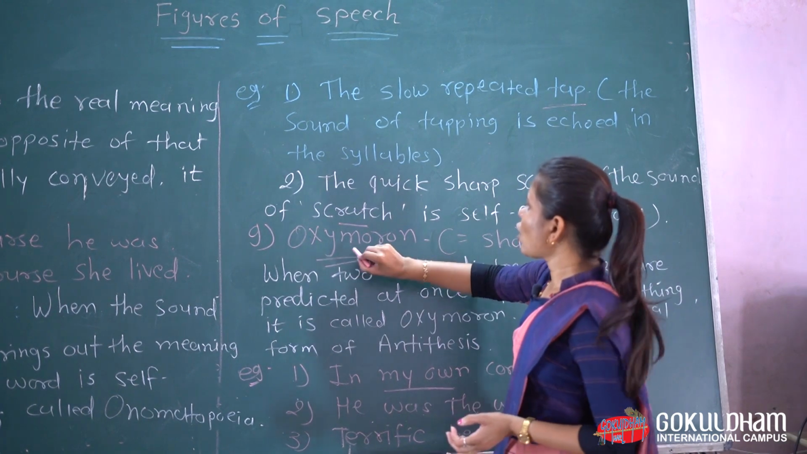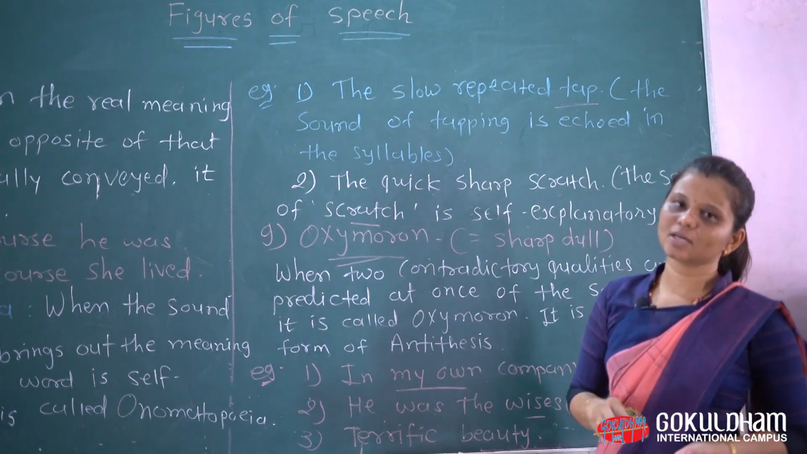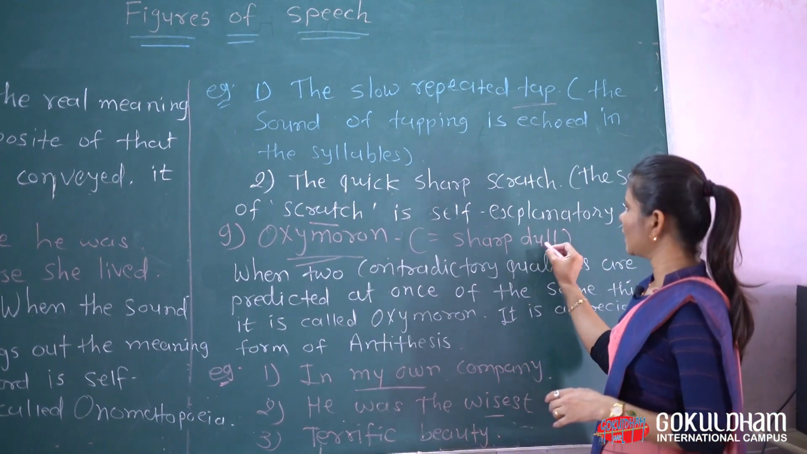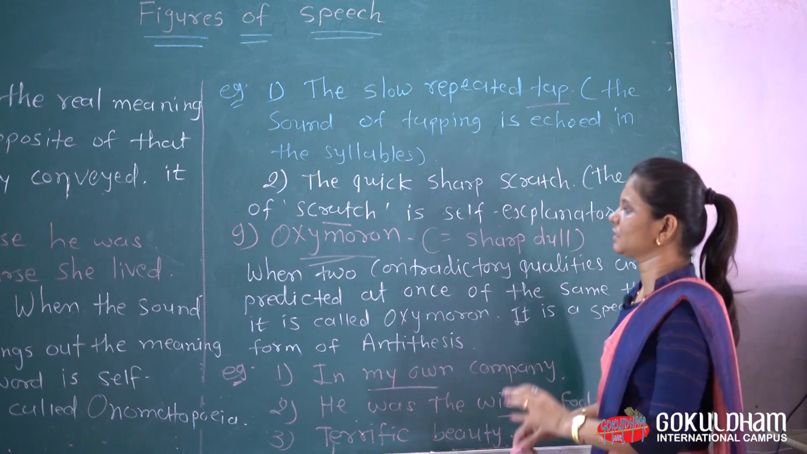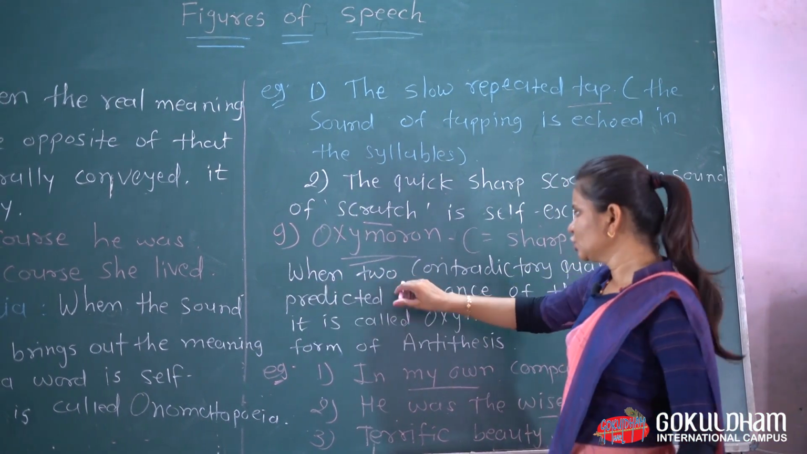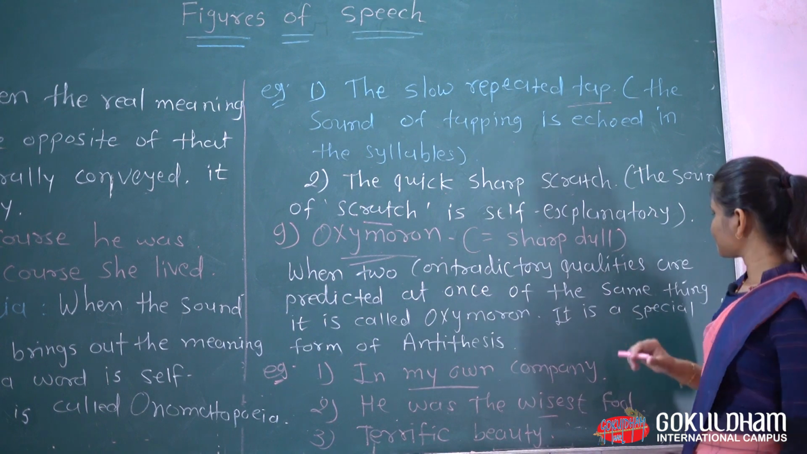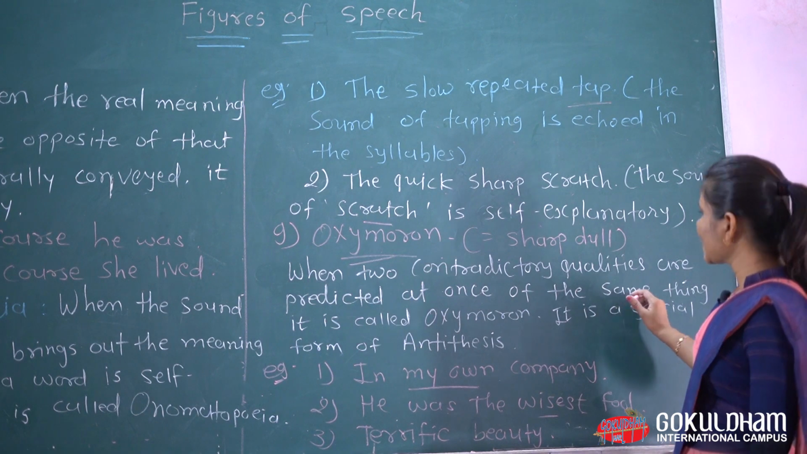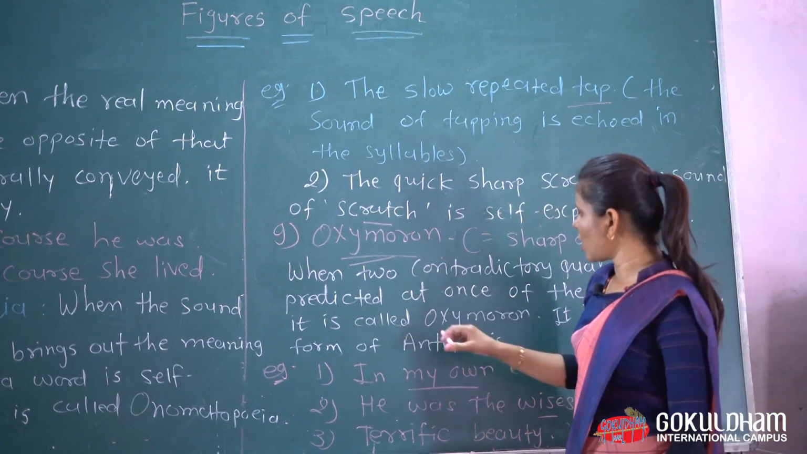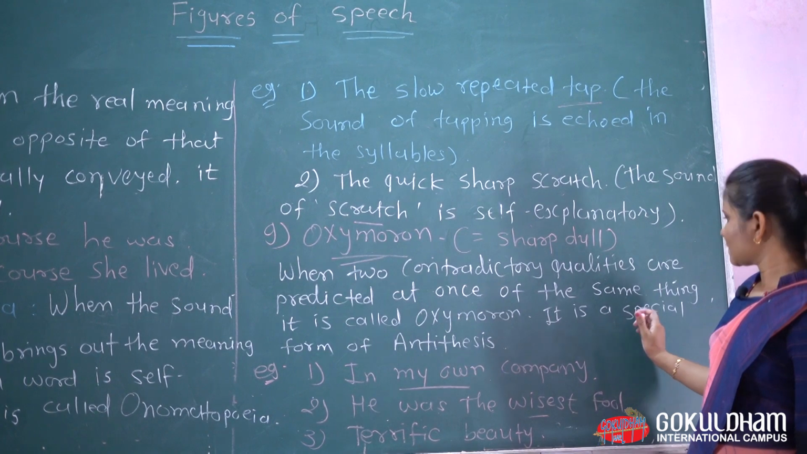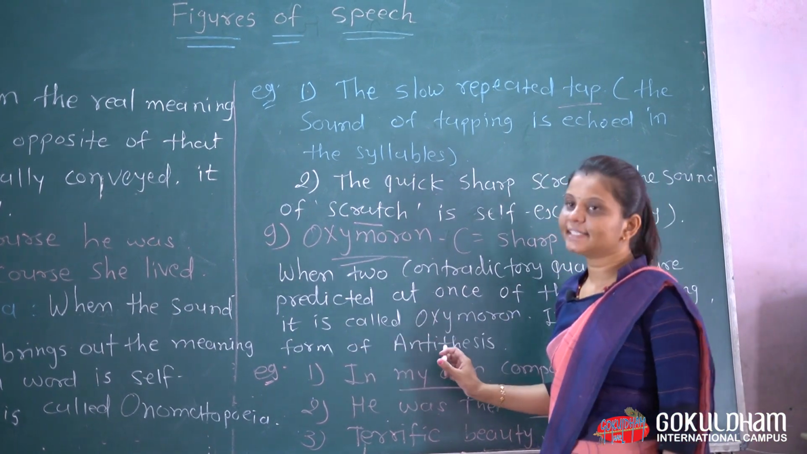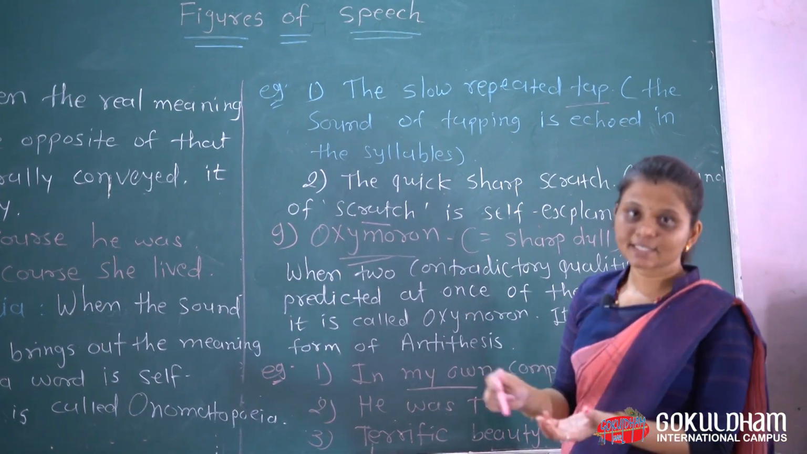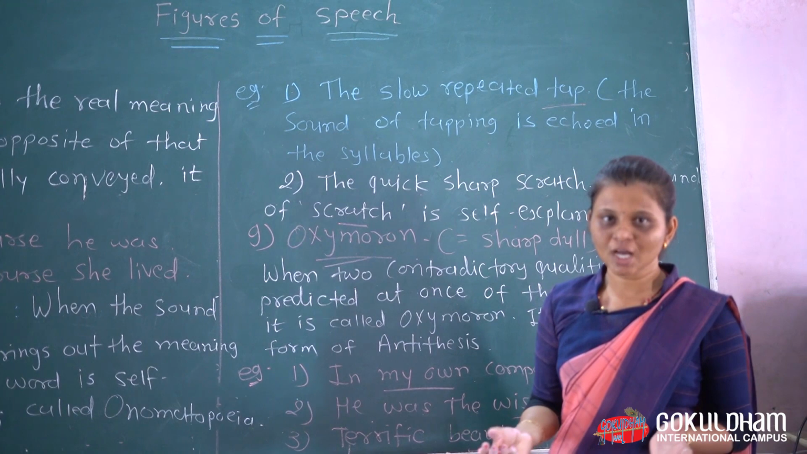Then next, oxymoron. Oxymoron shows us contradiction or opposite form, like sharp, dull. It shows us completely sharp, dull things. Look at it: when two contradictory qualities are predicated at once of the same thing, it is called oxymoron. It is a special form of antithesis. Antithesis you will also learn in further videos; it is a contradictory form, showing us oppositions as the same.